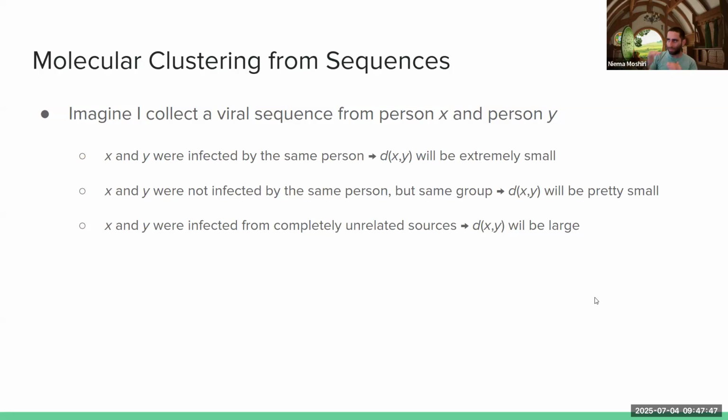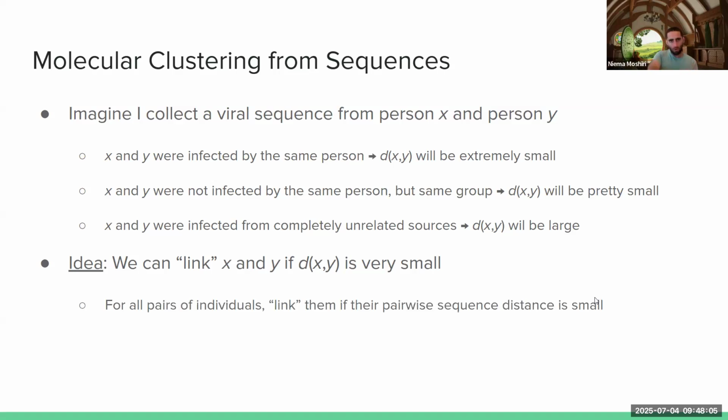So this kind of pattern helps motivate a fairly simple idea where I can basically take two people and link them together if their pairwise distance between their viral genomes, so the number of mutations between their viral genomes, is small enough. So what I could do is for every pair of individuals, calculate their number of mutations between their viruses, and then link them together if it's small. And then I can output each resulting chain of links as a molecular cluster.